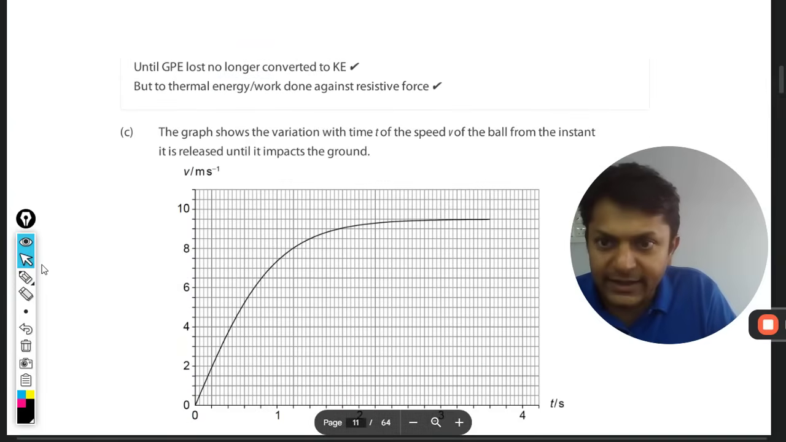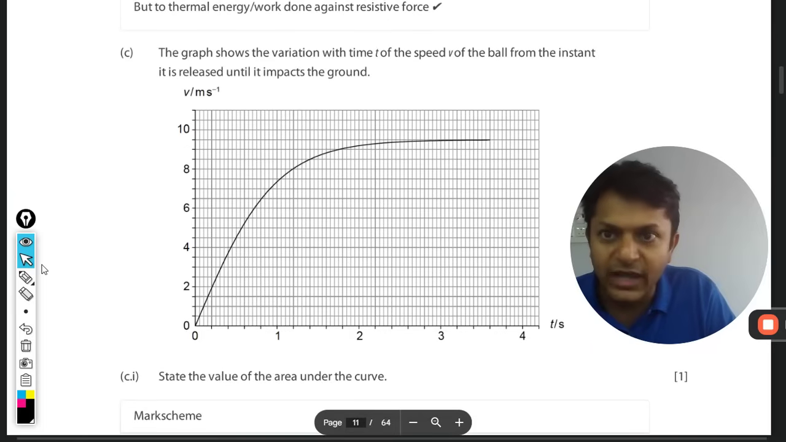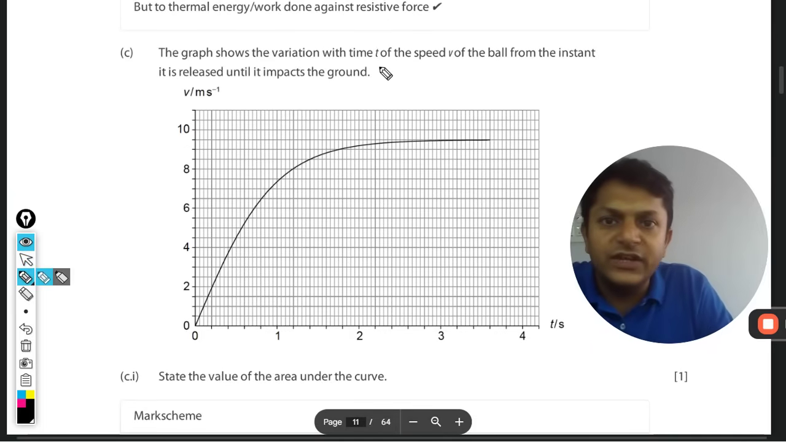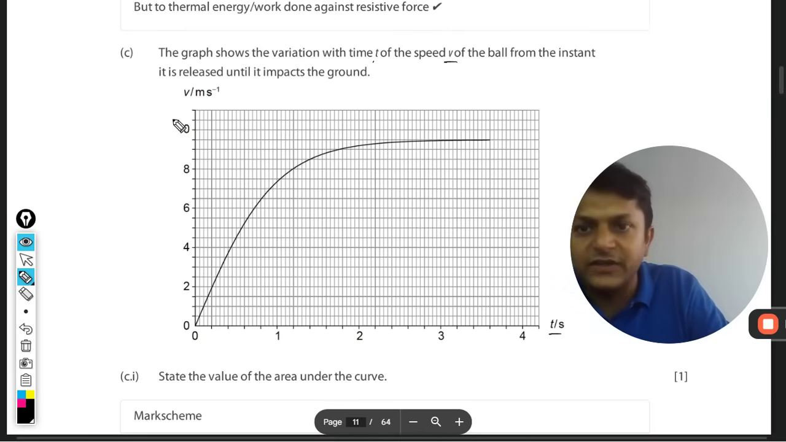Now what is this? The graph shows the variation with time t of the speed v of the ball from the instant, like it is a v-t graph given, until it impacts the ground.